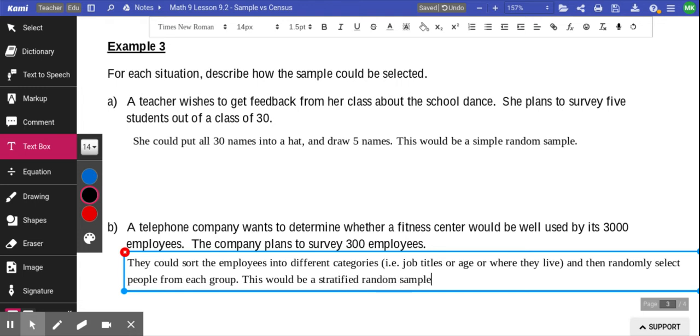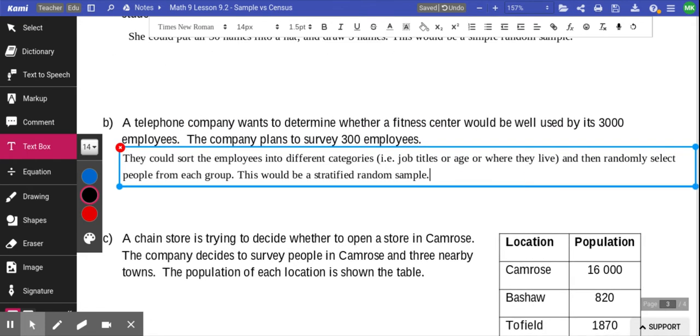I'm going to look up how to spell stratified. The reason it's stratified is because I've created a system, right? I created categories. I said, okay, here's all the people by age, and then I want to make sure I survey people from each age group. That would allow me to make sure I've done a good job and I didn't accidentally pick all the seniors that work there or all the very young people who work there. And I want to break it up somehow.